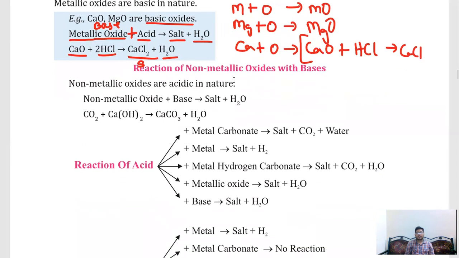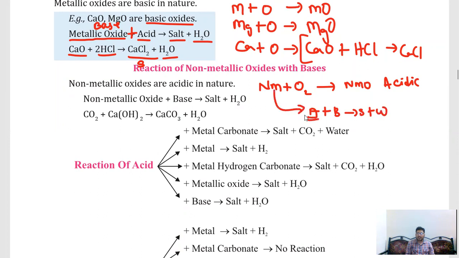Next, reaction of non-metal oxides. You have to know how non-metal oxides are produced. If you take a non-metal and it is burning in the presence of oxygen, you will get non-metal oxides. Non-metal oxides are acidic in nature. Now again, while coming to neutralization, acid plus base gives rise to salt plus water. Anyhow, these non-metal oxides are acidic in nature.